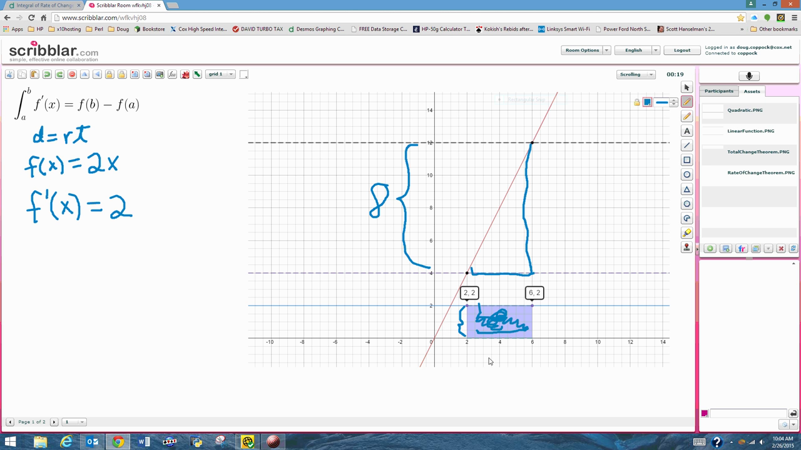And this distance right here from 2 to 6 is kind of a slice and represents the time that we traveled from 2 to 6. And the area of that rectangle is, this is a distance of 4, this is a length of 2, so that's 8. And that matches the change in y. And that's what the net change theorem is saying.